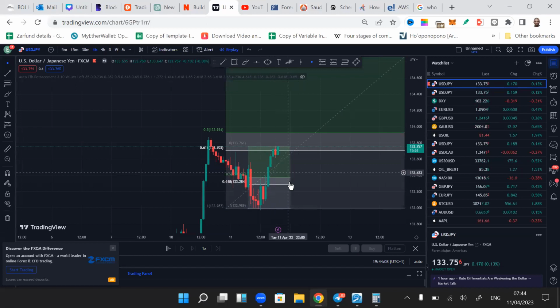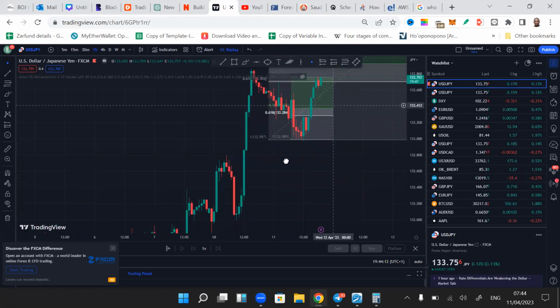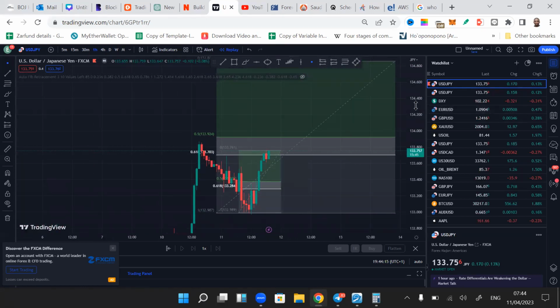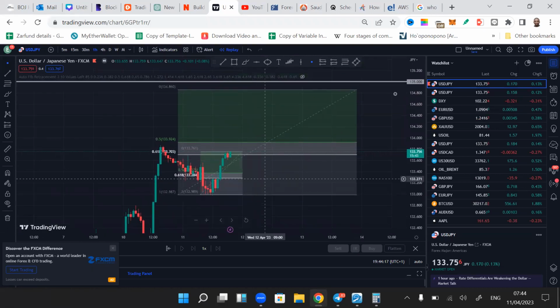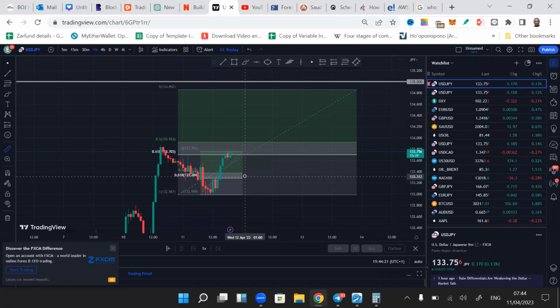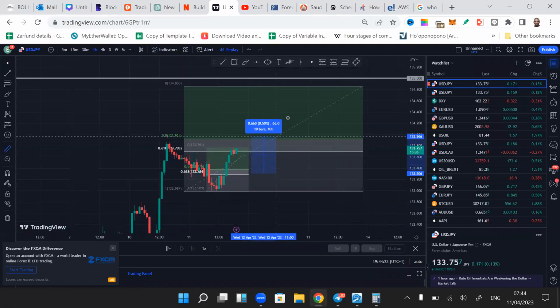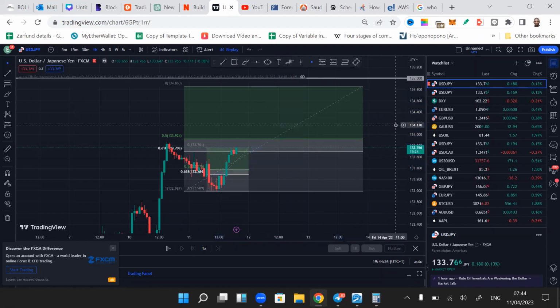I'm expecting price to push down to this place and buy from this bottom here all the way to this top. This is basically my target. I want to see price buy from somewhere around here all the way to this top here, whereby 150 pips. Now, I am not sure that's going to happen, but if it does, that is the target that I have for USD JPY.